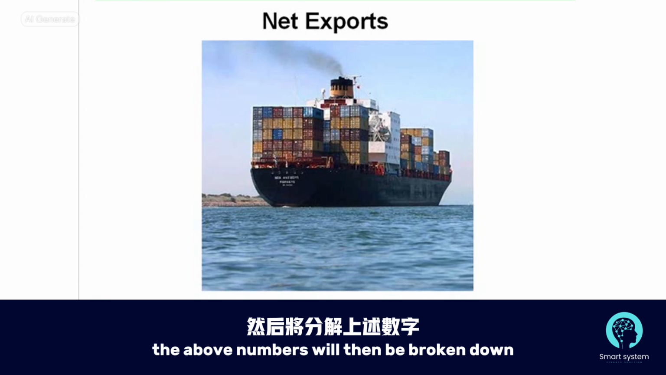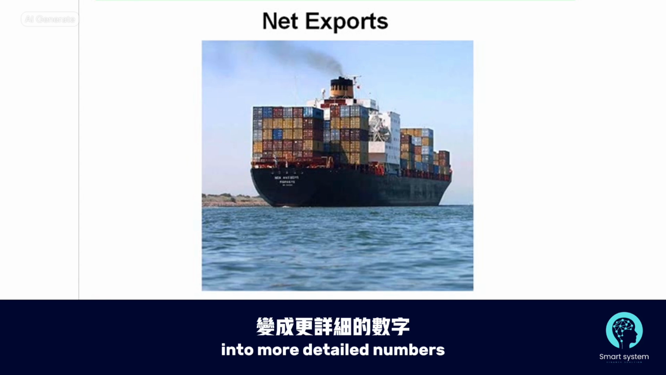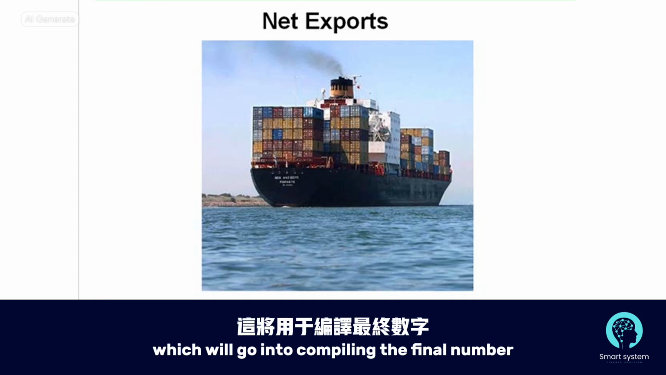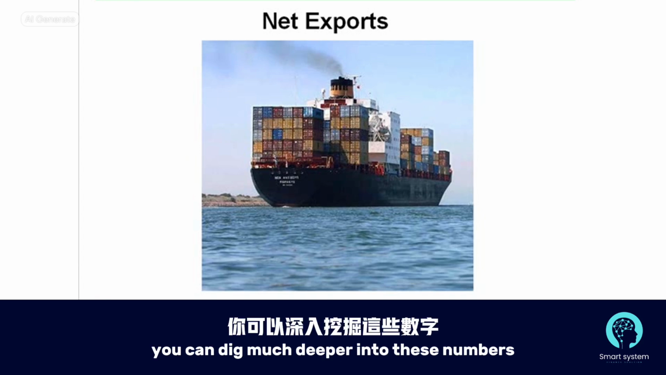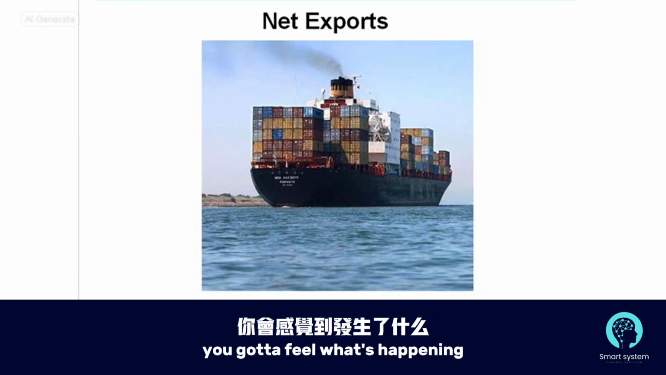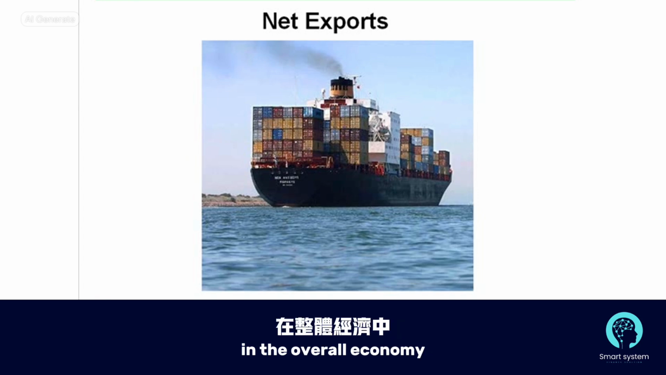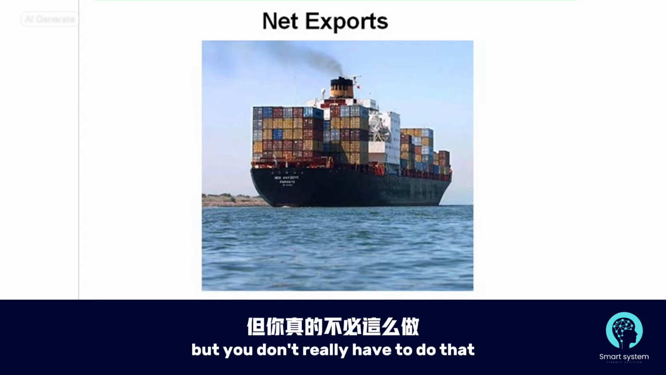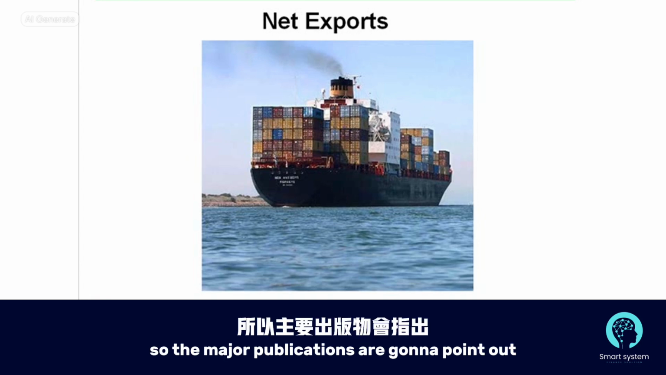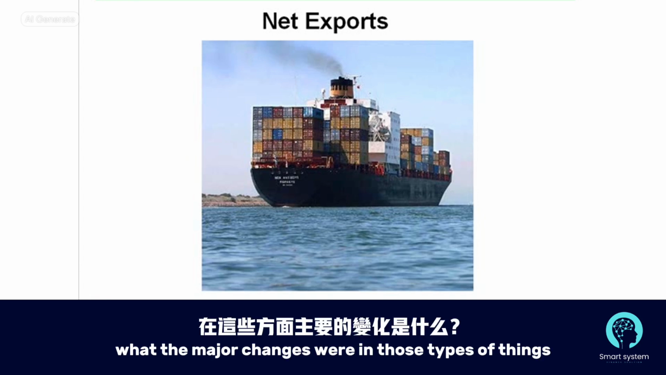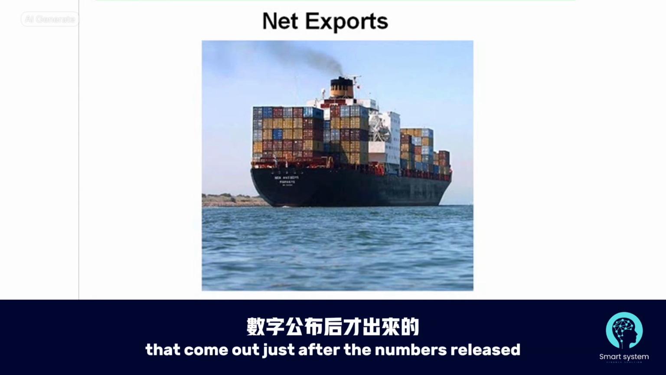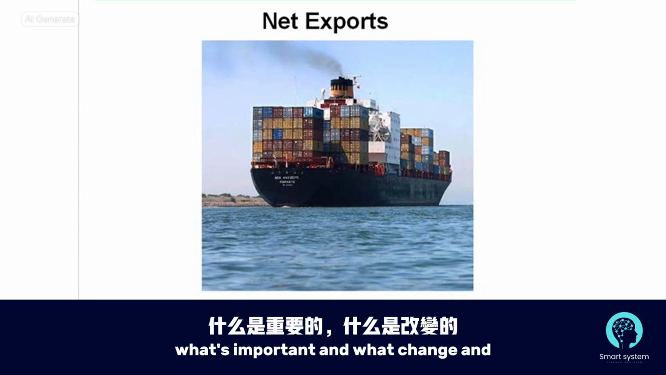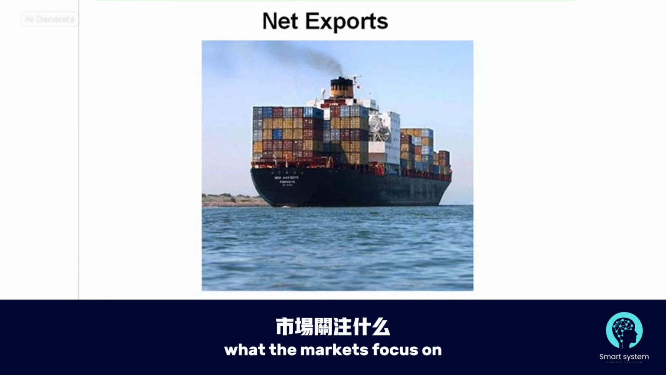The above numbers will then be broken down into more detailed numbers, which will go into compiling the final number for the above four categories. As I discussed at the beginning of the lesson, you can dig much deeper into these numbers to get a feel for what's happening in the overall economy, but you don't really have to do that. Luckily, this number is heavily reported on, so the major publications are going to point out what the major changes were, or the summaries that come out just after the number is released are going to highlight what's important and what the markets focus on.